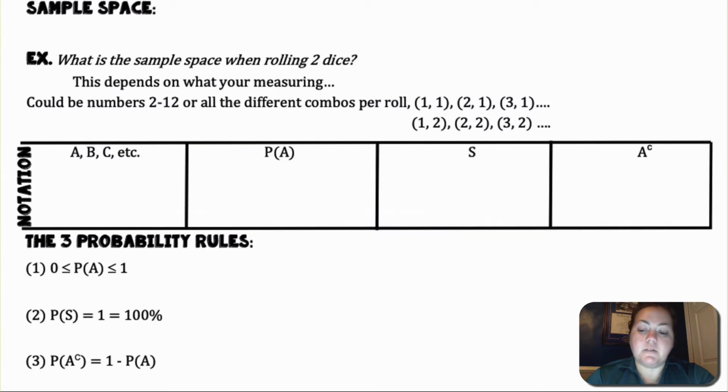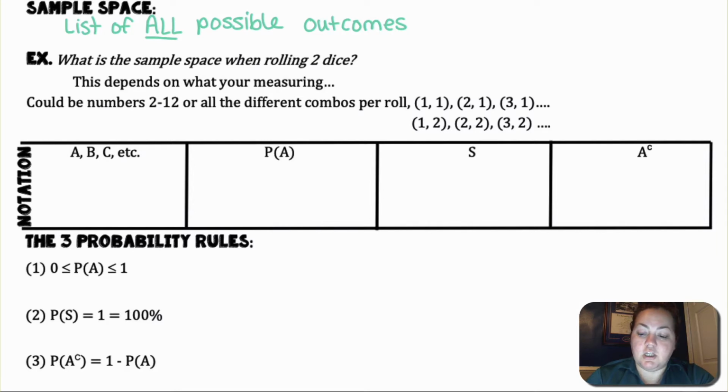All right, your sample space is the list of all possible outcomes. What is the sample space when rolling 2 dice? This depends on what we are measuring. So it could be numbers 2 through 12, or all the different combinations per roll, so like a 1 and a 1, a 2 and a 1, a 3 and a 1, etc.